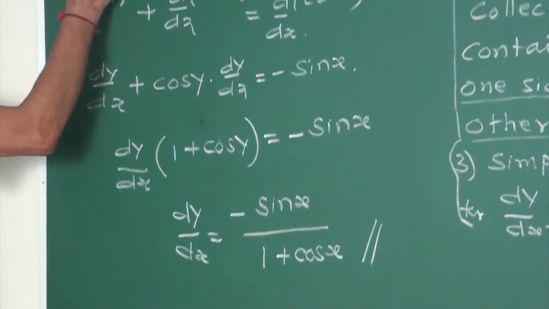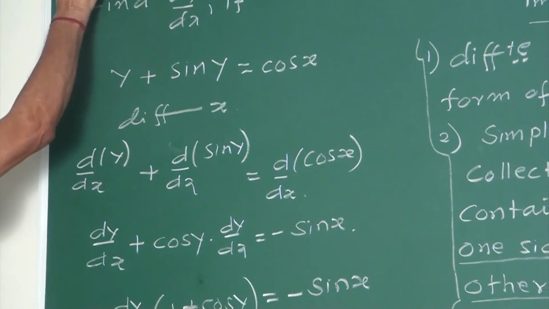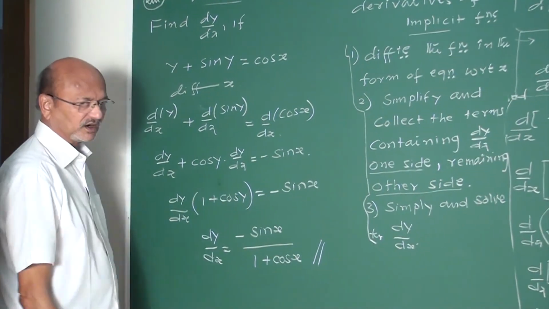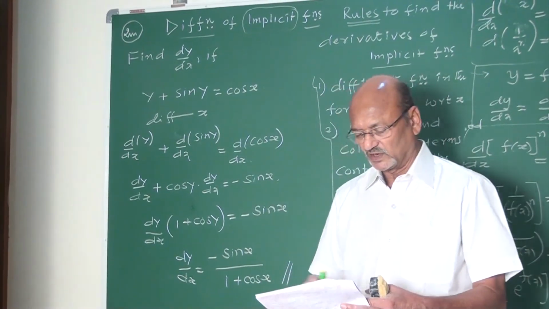In this example, they ask simple examples as they come under what, my friends? 2 mark questions. Normally 2 marks. Okay? Yes, my friend. Next one.